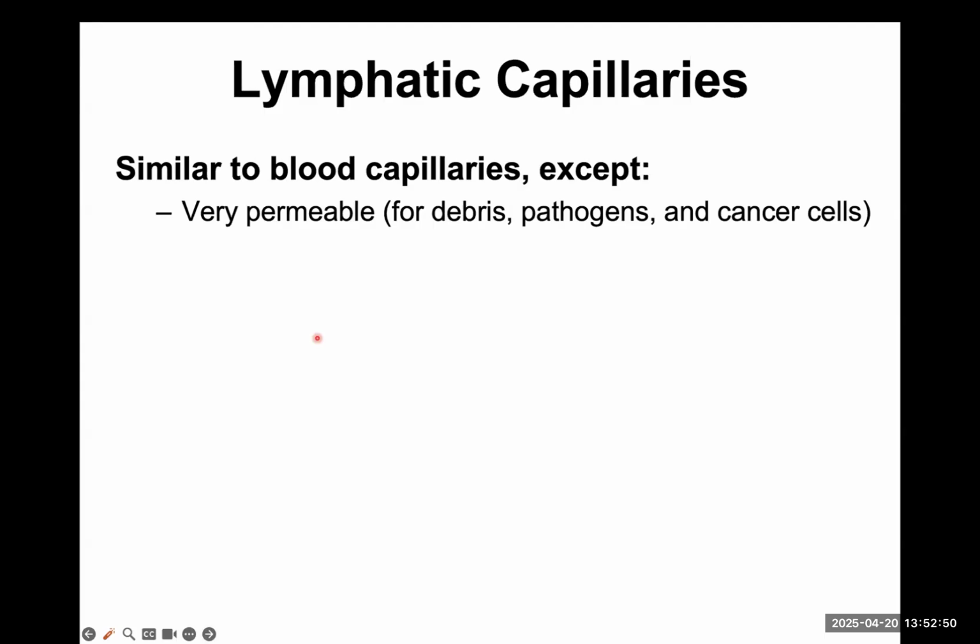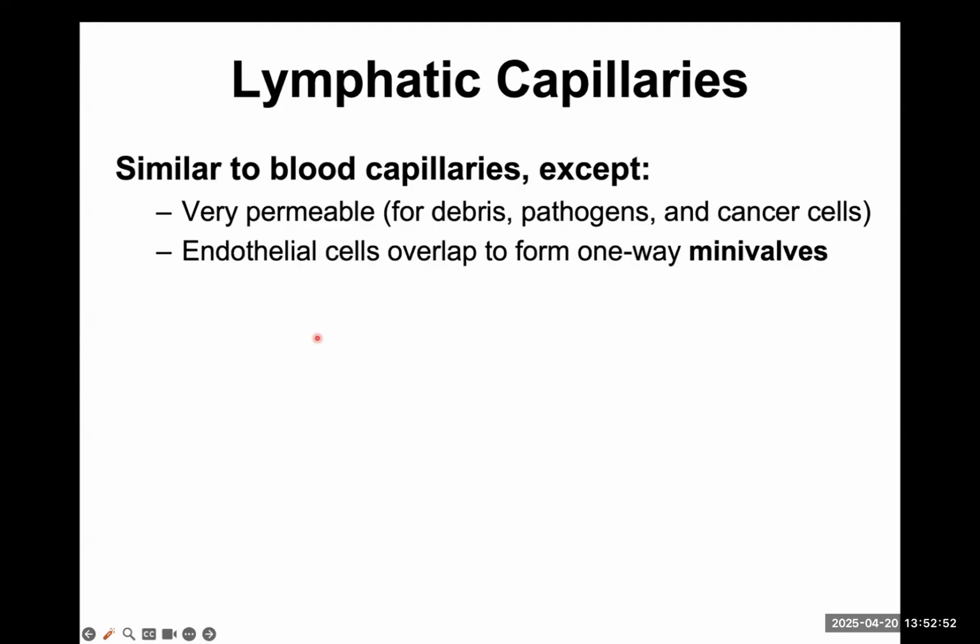So these are going to be made up of endothelial cells. Endothelial cells overlap to form one-way mini valves. The word mini valves doesn't mean they're small valves. Okay, so I want you to remember that. So these are made up of endothelial cells. If you remember, epithelium and endothelium are the same thing. The only difference is that epithelium is the top layer of your skin, and endothelium is going to be the inner lining, or the inside of something.